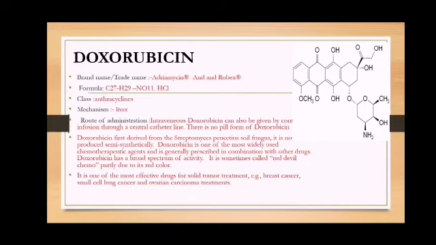DOXORUBICIN has a broad spectrum of activity. It is sometimes called red devil chemo, partly due to its red color. It's one of the most effective drugs for solid tumor treatment, for example breast cancer, small cell lung cancer, and ovarian carcinoma treatment.